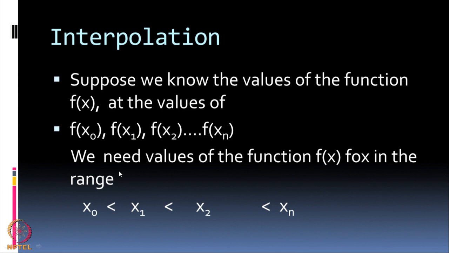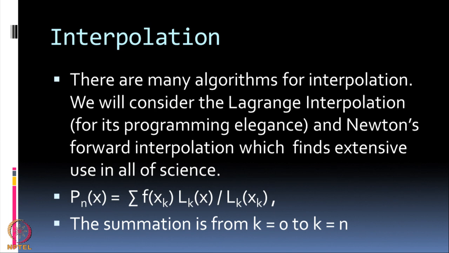What I need to do now is to know the value of the function for x in the range. I know the value at x0, I know the value at x1, x2, but in between x1 and x2 I do not know, in between x2 and x3 I do not know. So, the interpolating function should give me the values in between the measured data points. That is the problem of interpolation. The question is how I can determine a function to interpolate between these points. There are several methods.